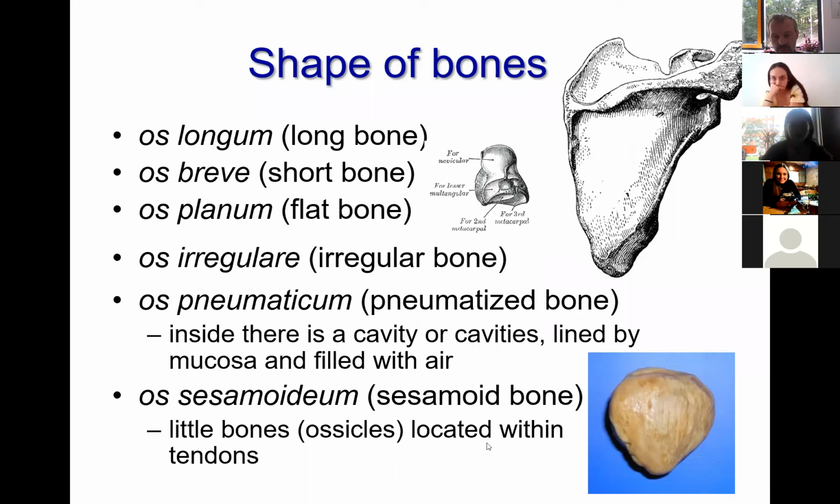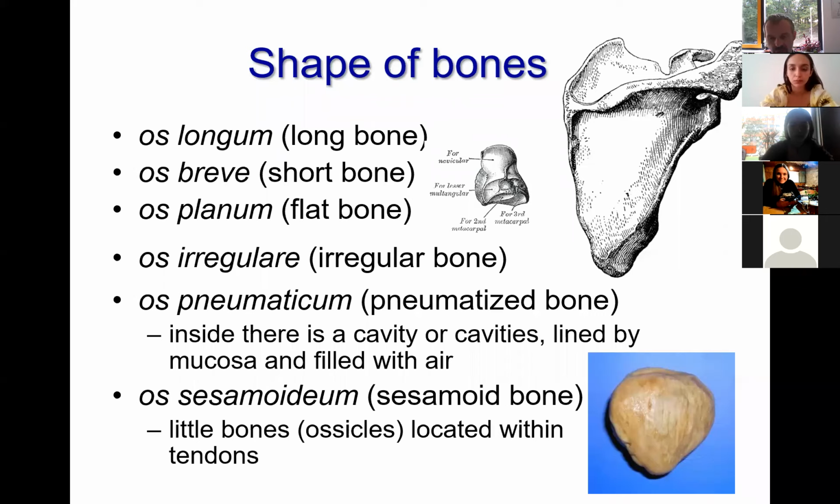These sesamoid bones should remind you of a grain of sesame. Sesame is like a wheat or a barley, and it's very small. Here, as an example, you can see the patella. It's the largest sesamoid bone, located in the tendon of quadriceps femoris, so at the knee. And of course, its dimensions are much larger than a sesame.